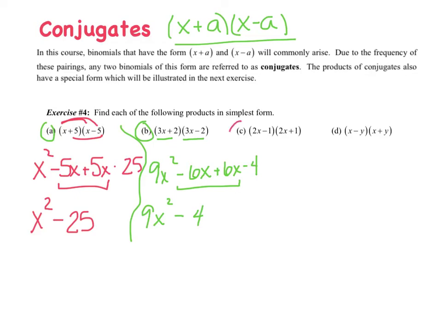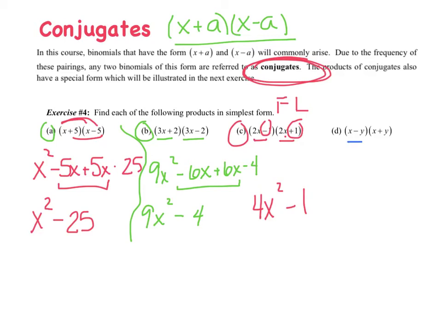So here's what I like to say. If I notice they're conjugates right off the bat, you really only need to do first and last, because those outers and inners cancel every time. Now again, that only works if they're conjugates. So my first is 2x times 2x, which is 4x squared. My outer and inner will cancel when they're conjugates, and then my last gets me a minus 1. Makes your math a little quicker if you know they're conjugates.